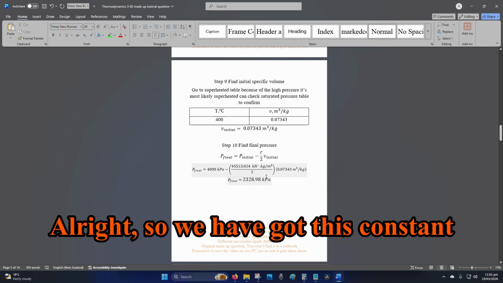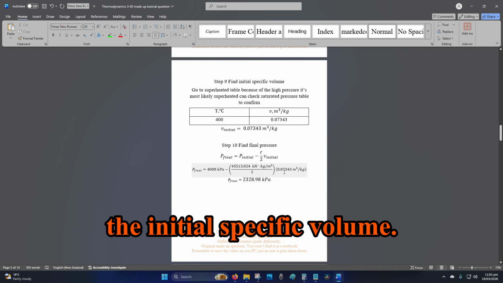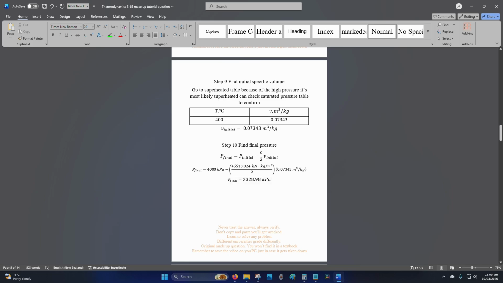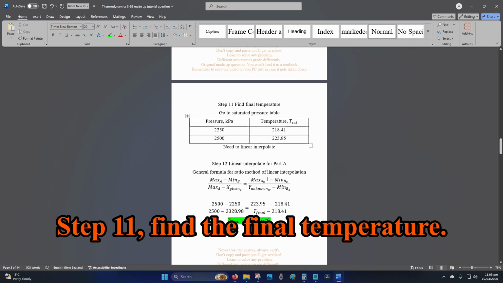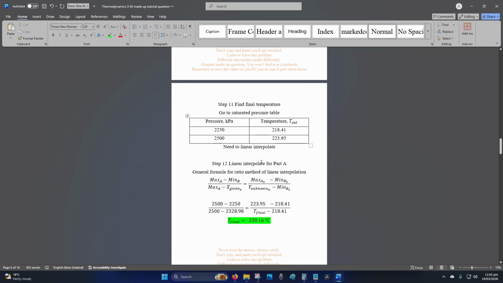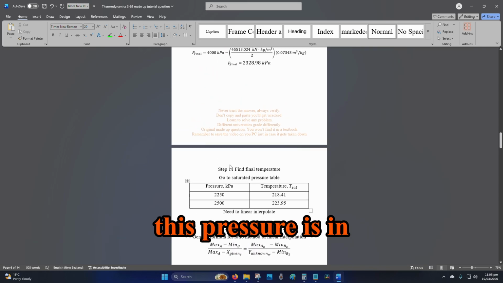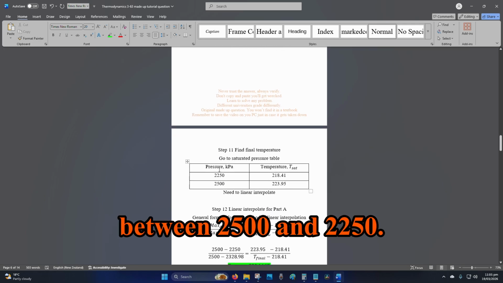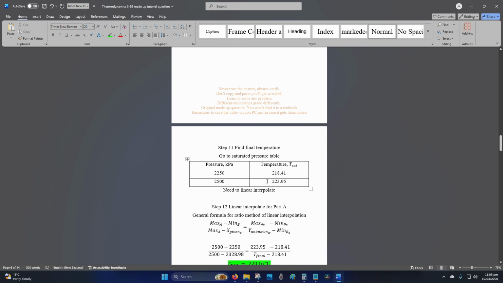Alright. So we've got this constant divided by 2 multiplied by the initial specific volume, and we end up with 2,328.98 kPa. Step 11, find the final temperature. So we need to linear interpolate because this pressure is in between 2,500 and 2,250.